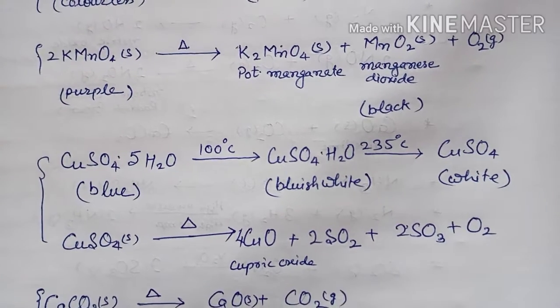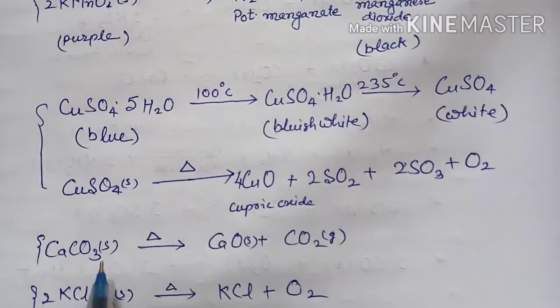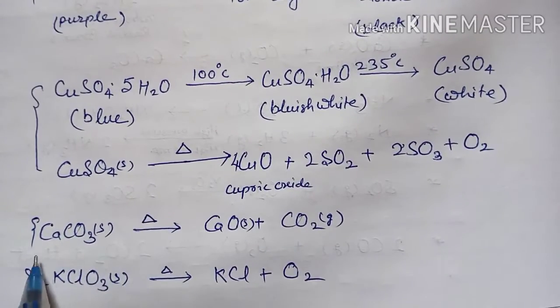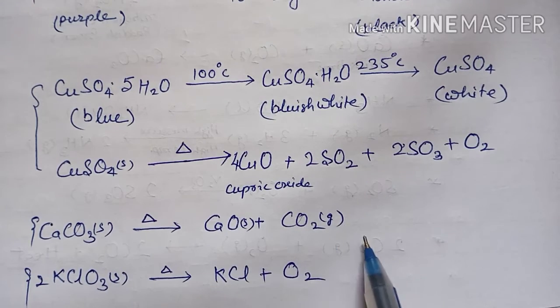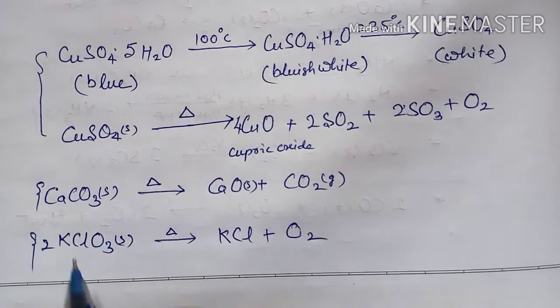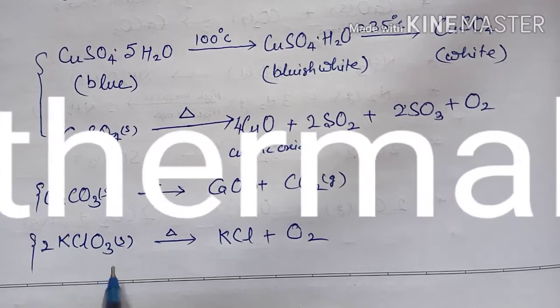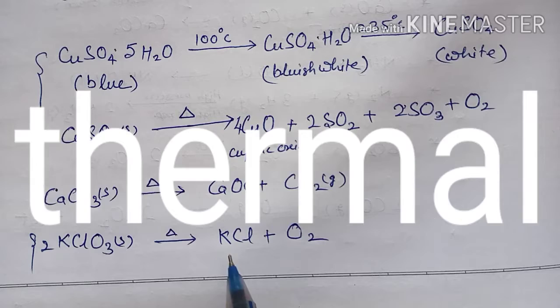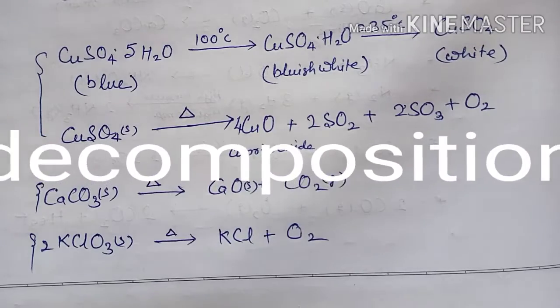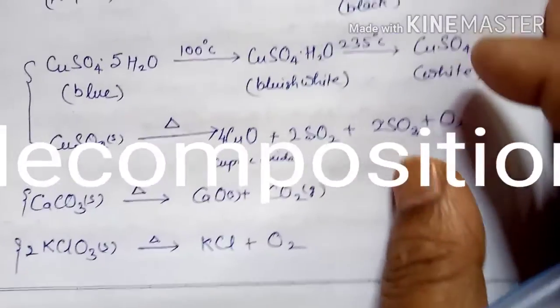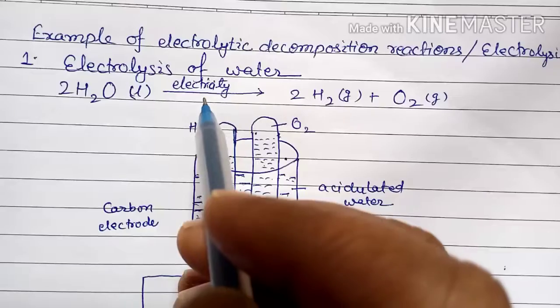When further heated, it decomposes into cupric oxide, sulfur dioxide, sulfur trioxide and oxygen. The next one, a very common example, is calcium carbonate: when it is heated, it forms calcium oxide and carbon dioxide. And lastly, potassium chlorate, when heated, forms potassium chloride and oxygen. So all these are examples of decomposition reaction.